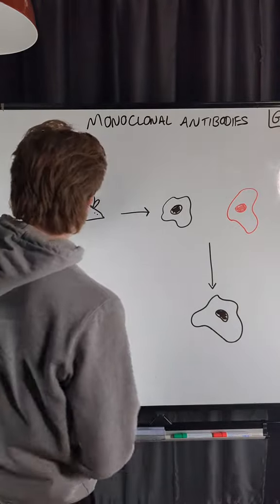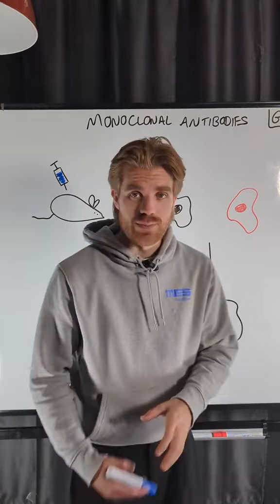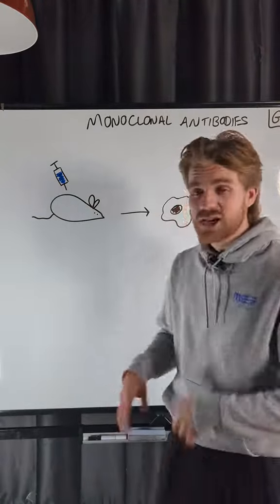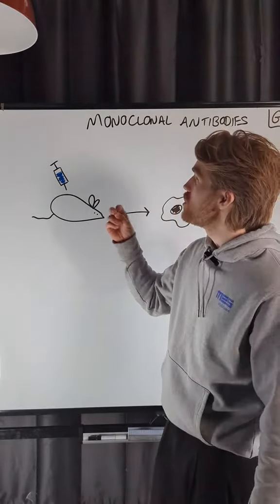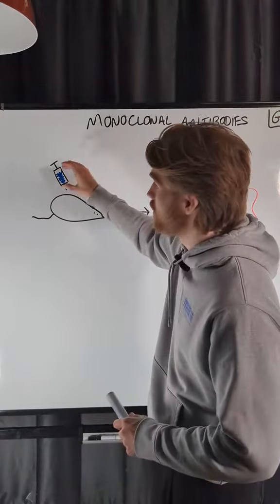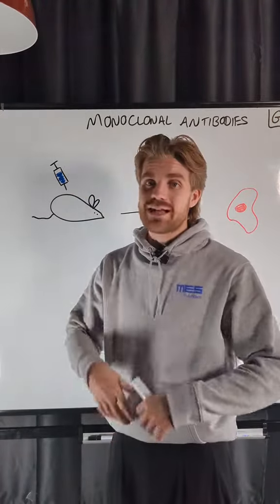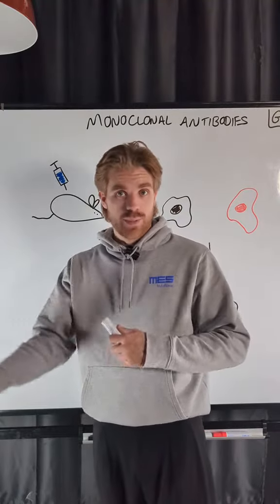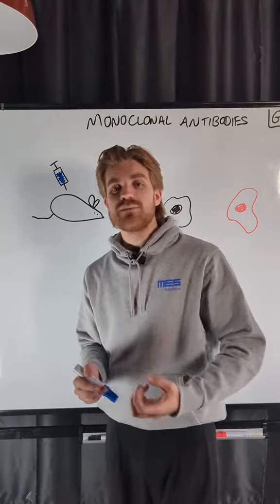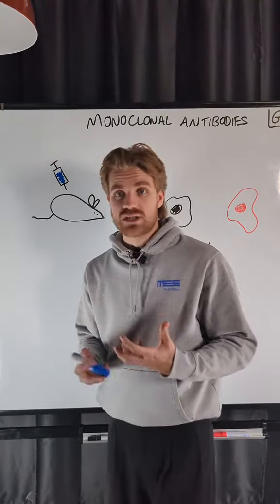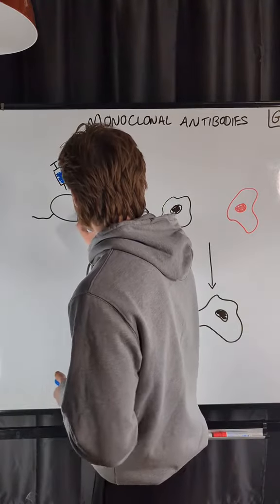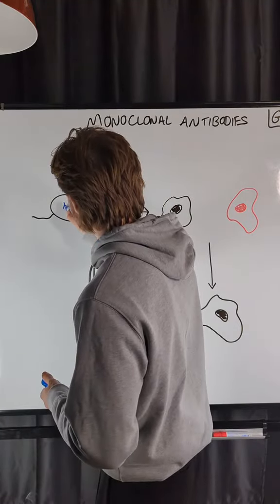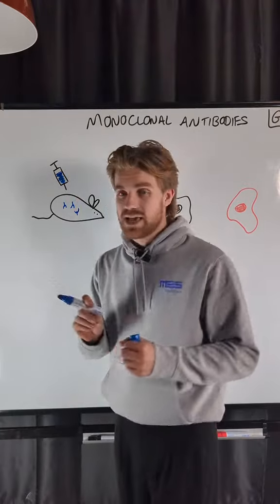Well, what we need to do is we first need to produce some antibodies. So we're going to take a laboratory animal, something like a mouse perhaps, and we're going to inject the mouse with some of the antigens that we want the antibodies to be complementary to. And what that does is that stimulates the mouse's immune system to produce specific antibodies. So what we're going to end up with in our mouse is some specific antibodies here.